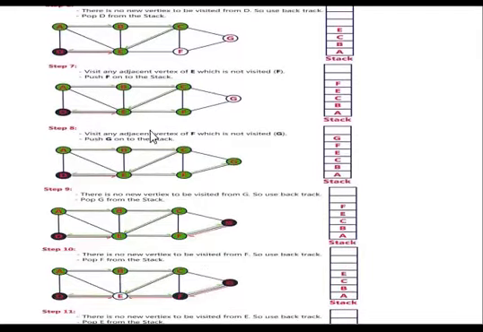From step 8, we find the adjacent vertex of F which is not visited; G is not visited.